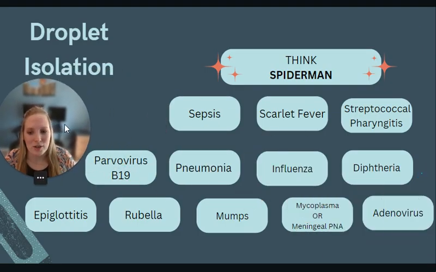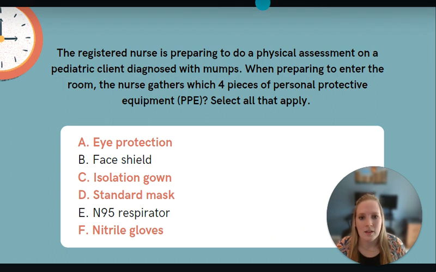Well, in our crash course, we have a variety of mnemonics, so be sure to check that out if you haven't already. For droplet precautions, I always think of the word Spider-Man. It stands for sepsis, scarlet fever, streptococcal pharyngitis, parvovirus B19, pneumonia, influenza, diphtheria, epiglottitis, rubella, mumps, mycoplasma or meningeal pneumonia, and adenovirus. So, mumps fits right into that M in Spider-Man, which helps me remember that this is droplet.